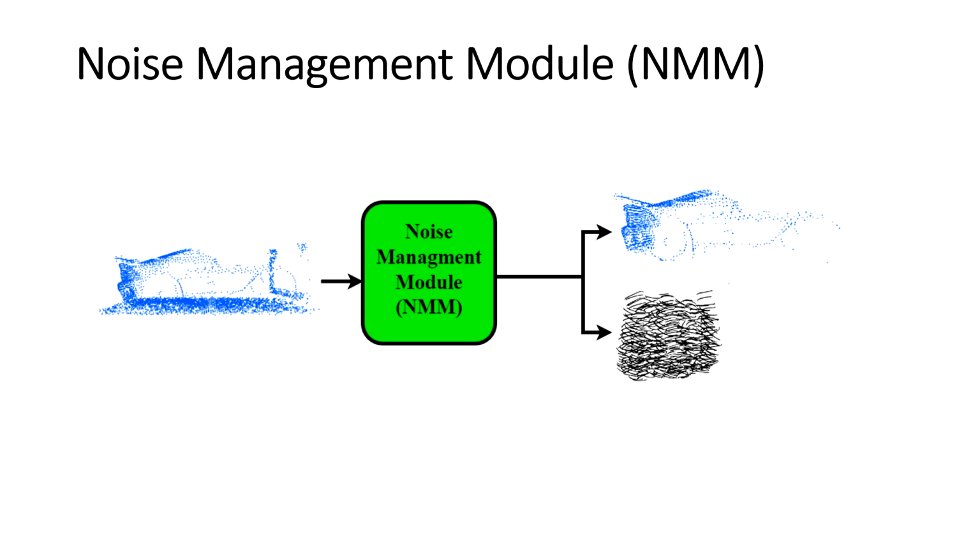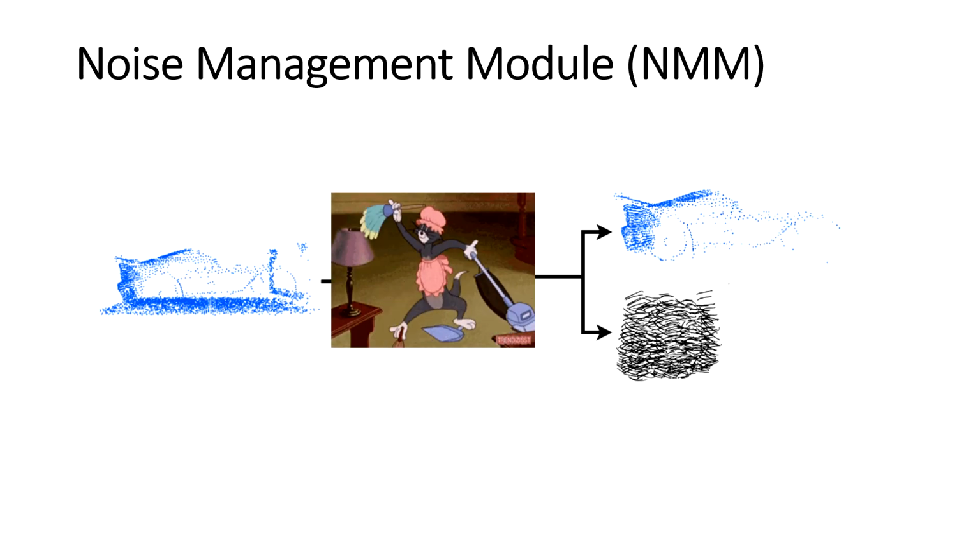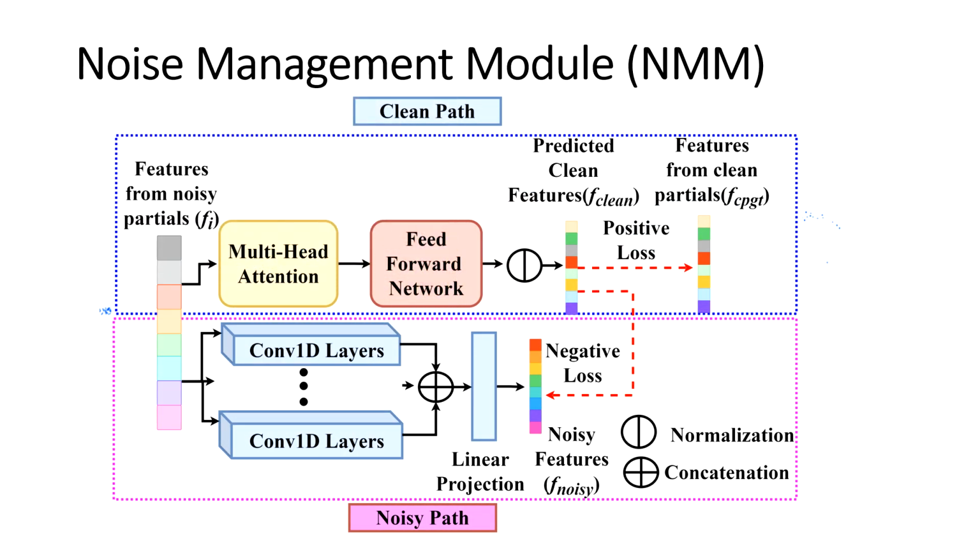Basically, the idea is to use the noise management module to clean up the noisy features in the input. The NMM is a dual-path neural network that classifies features encoded by the completion network as noisy or clean by using self-attention and contrastive learning. The clean features are then passed back into the completion pipeline to predict the final complete point cloud.